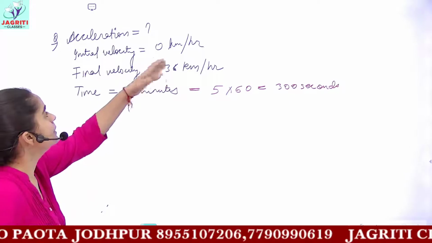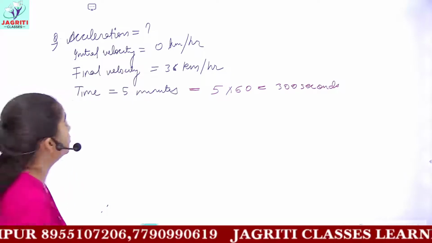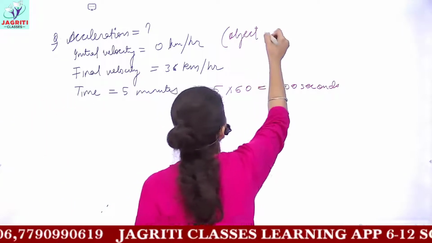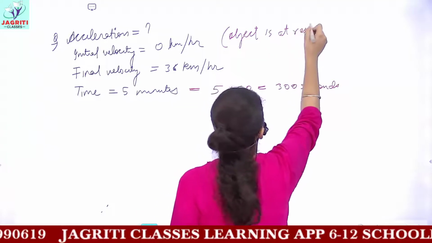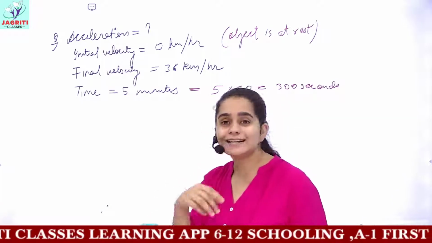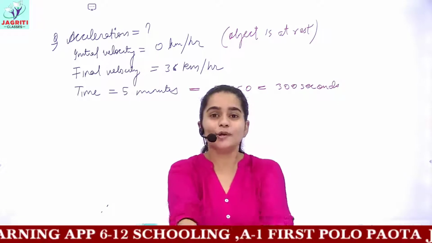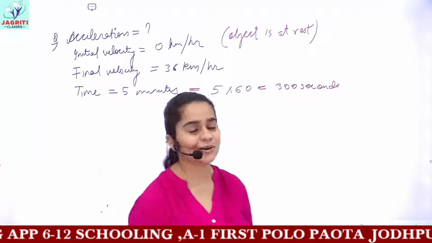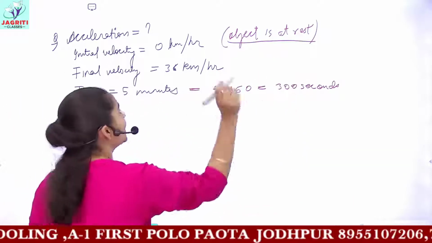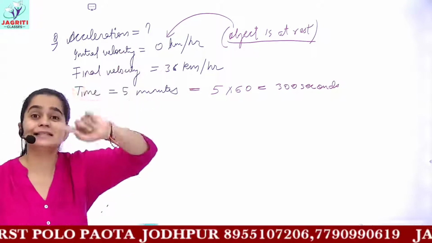Now what about this? In this question I have written initial velocity is 0 kilometer per hour. You can also be given in the question language that the object is at rest. Object is at rest means it is not undergoing any type of motion. And if the object is not moving, then its speed or velocity is obviously 0. So if you are given that the object is at rest, you can infer that initial velocity is 0.